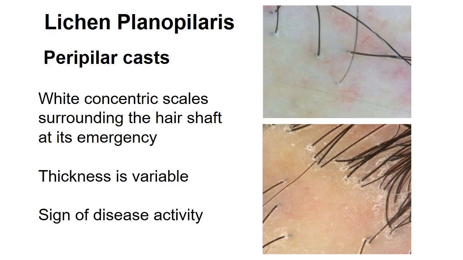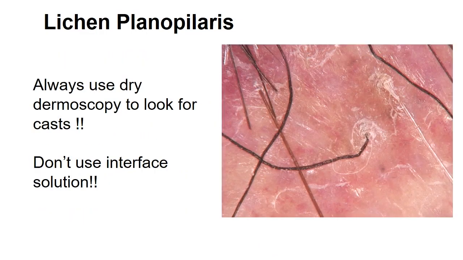So let's see the definition of this peripilar cast. These peripilar casts, by definition, are white, concentric scale that surround the hair shaft at its emergence. Thickness is variable, and we have a paper that is going to be published soon showing that thickness is related to the lymphocytic infiltrate at pathology. So the thicker they are, the more lymphocytes you have. And they are a sign of disease activity.